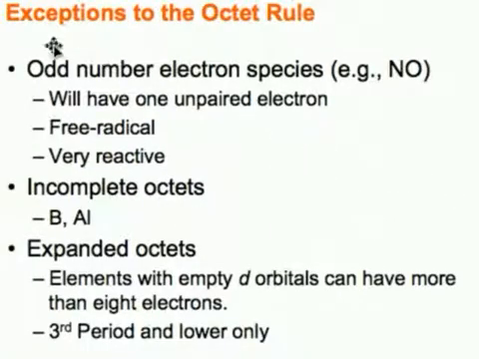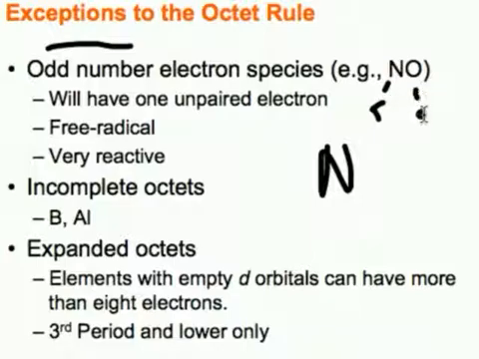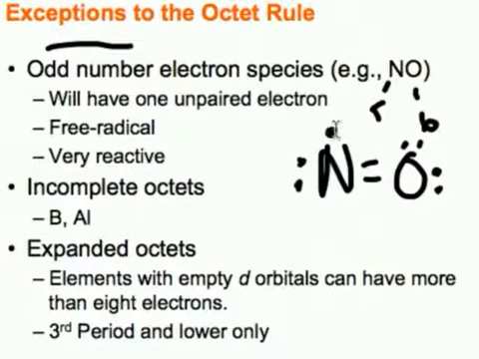Last few things here. There are some exceptions to the octet rule. We've talked about that in college chem a little bit. We didn't really talk about the odd number issue. For instance, nitrogen and oxygen. Nitrogen has 5, oxygen has 6. There's 11 electrons. What do you do with that? Let's say we have a double bond. There's 6, there's 6. There's 8. Here's 10. We could put the lone electron on the nitrogen, but that doesn't give them both 8.